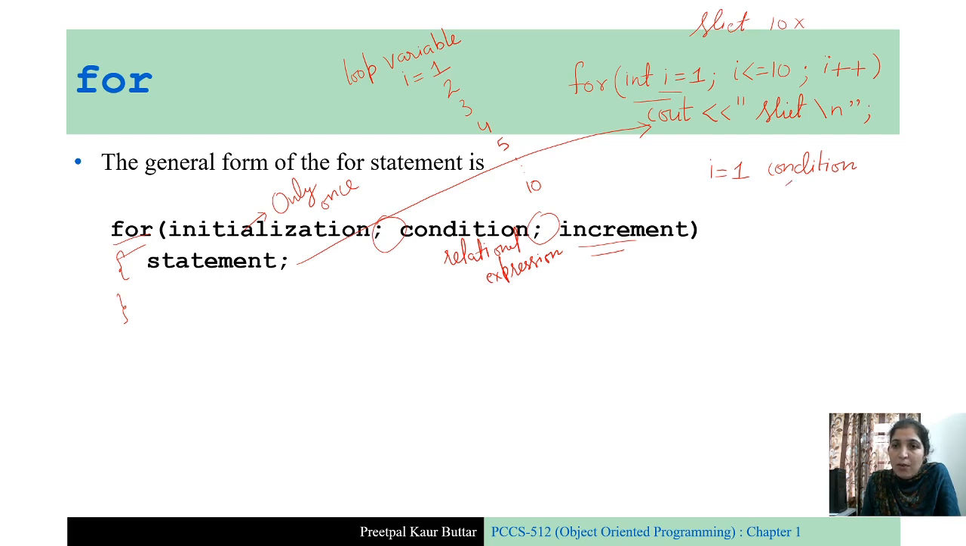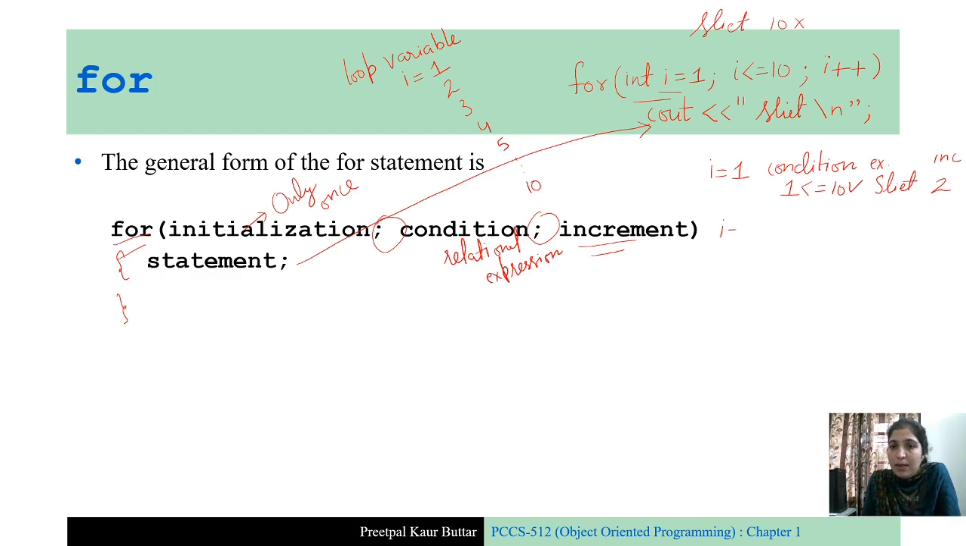Okay, so we will compare the value of I, that is 1, with 10. It turns out that condition is true. So the condition is true. Now we will execute the for loop. Execution of for loop means execution of the statement under the for loop. So slide will be printed once, and after execution we will do the increment. Okay, I plus plus means the new value of I will be 2.